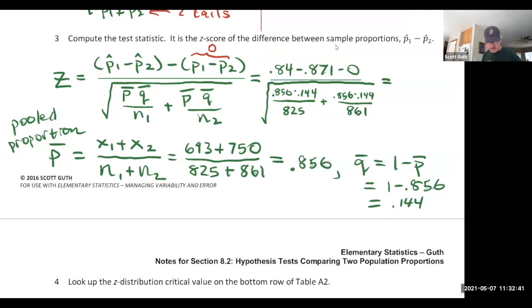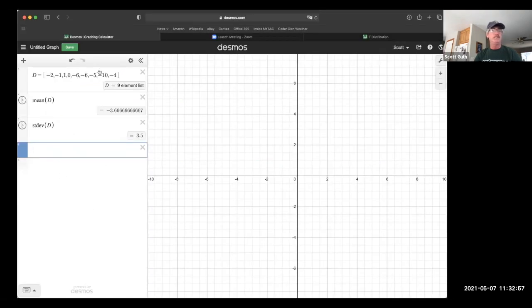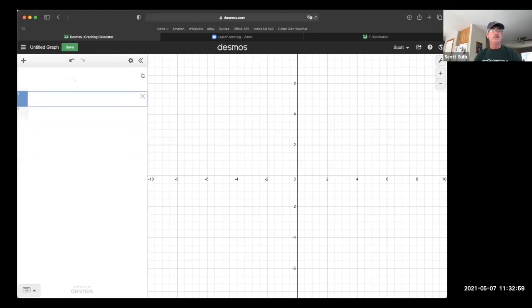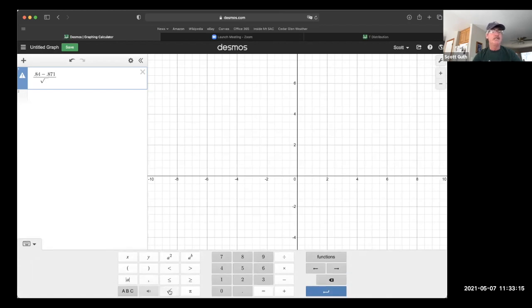It's really easy to do this in Desmos. Actually, I think I'll just show that for the heck of it. I'm going to delete that last bit. So first of all, I type a slash for a fraction and then 0.84 minus 0.871. I won't bother subtracting 0. Then the square root is in the toolbar. Let's click on that.